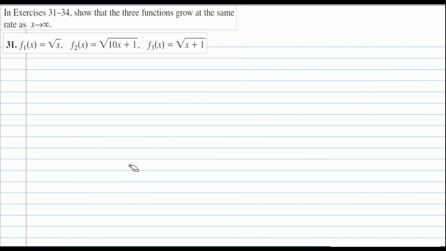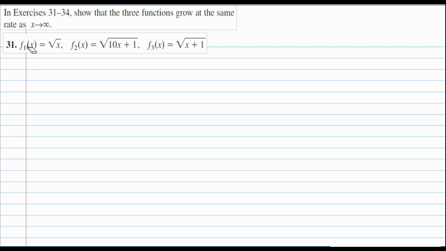So now try problem number 31. We're going to look at a different strategy for making the conclusion that these two are growing at the same rate. We're actually showing that the three functions grow at the same rate as x approaches infinity here. Yikes. Okay, so first I'm going to use that same transitive property, and I'm going to pick f sub 1 to compare f sub 2 and f sub 3 with.